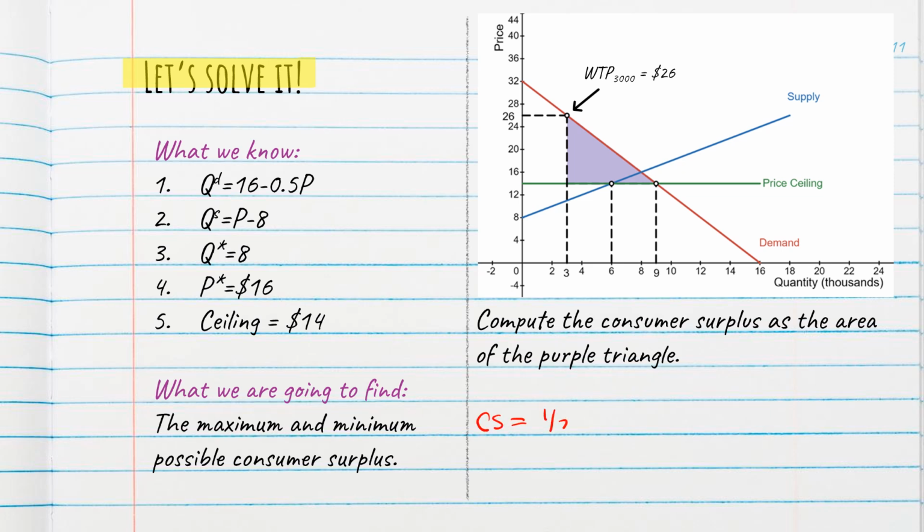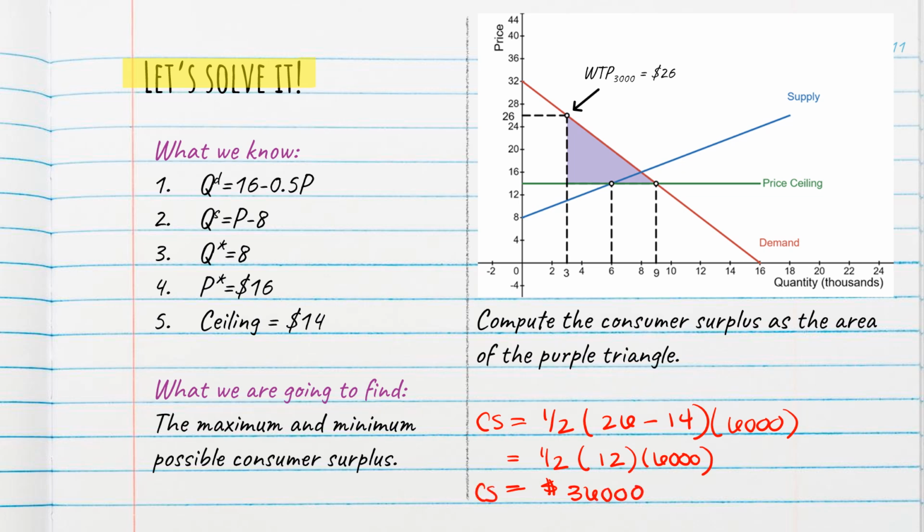Consumer surplus is 1/2 times (26 minus 14). So notice the significance of that 26 value that we found before. It's the height of the triangle, times the base of the triangle, which has to be the number of units bought and sold at this artificially low price. So we get that the consumer surplus is 1/2 times 12 times 6,000. That's 6 times 6,000, which is 36,000.